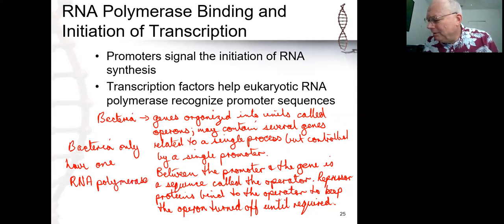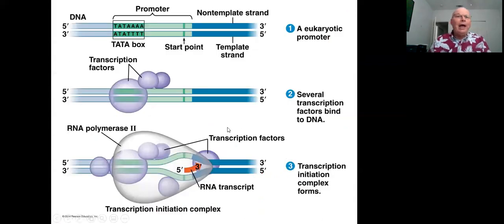That does all the transcription. Eukaryotes, on the other hand, have 3. So RNA polymerase 1 and 3 are involved in transcribing genes that result in RNA molecules but don't lead to polypeptides. RNA polymerase 2, as you'll see in the diagram, is the one that transcribes genes that are going to lead to the production of polypeptides. So let's take a look at that.